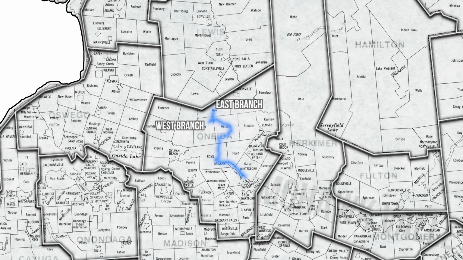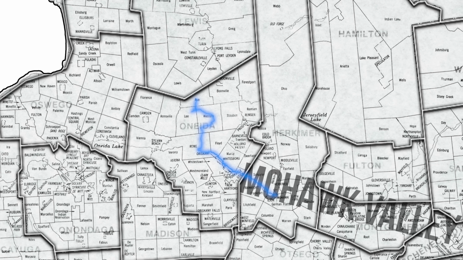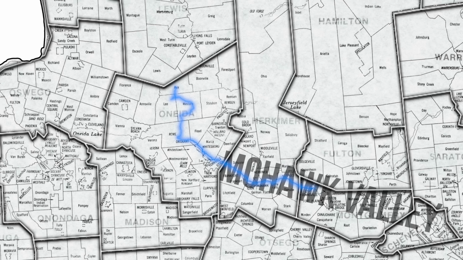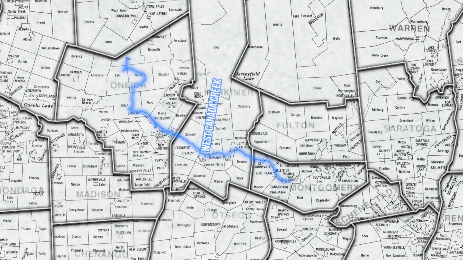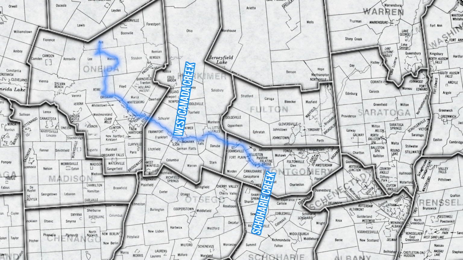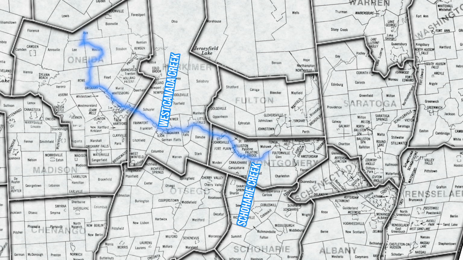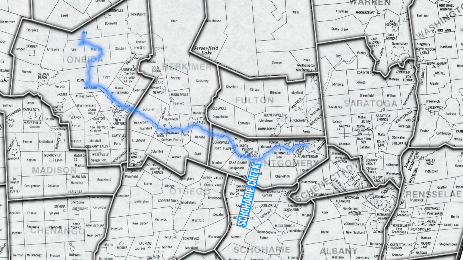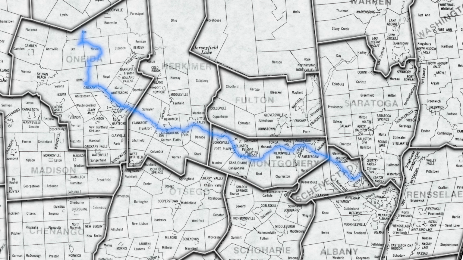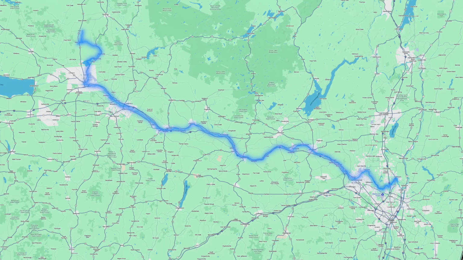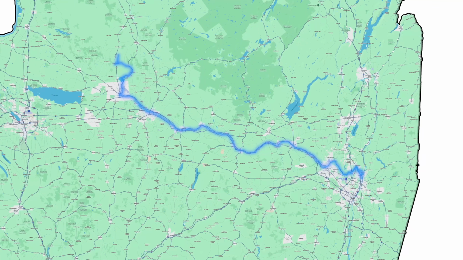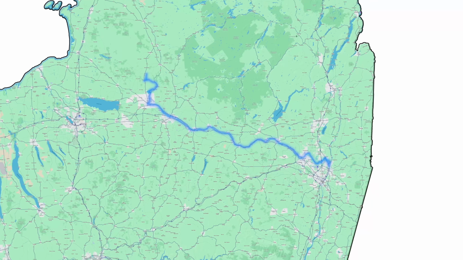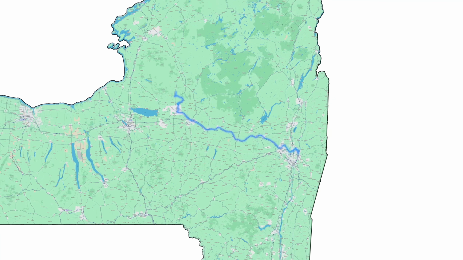Then, it cuts through the Mohawk Valley, there's no coincidence there, and passes through Herkimer and Montgomery counties, where tributaries such as West Canada Creek and Schoharie Creek add volume to its flow. From there, it continues through Schenectady County and the Capital Region before finally emptying into the Hudson River. In this video, my goal is to trace its specific course through time.